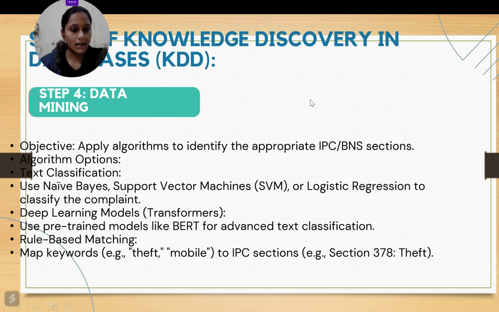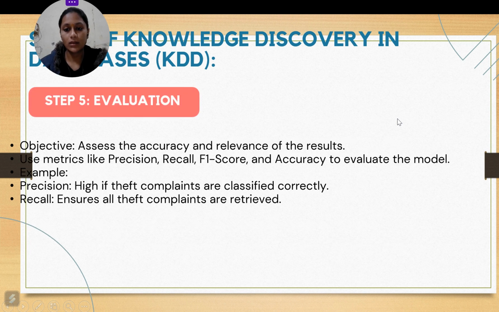Fourth is data mining. Objective is to apply algorithms to identify the appropriate IPC section. Algorithm options are text classification: use naive Bayes, support vector machines or logistic regression to classify the complaint. Next is deep learning models, for example, transformers. Use pre-trained models like BERT for advanced text classification. Next is rule-based matching. Map keywords to IPC section.